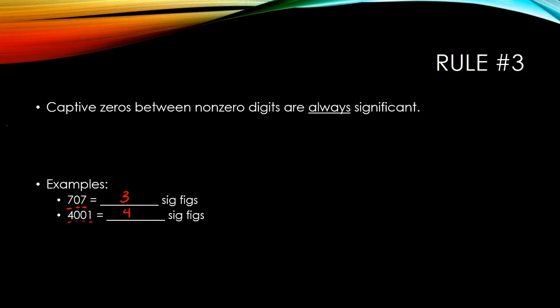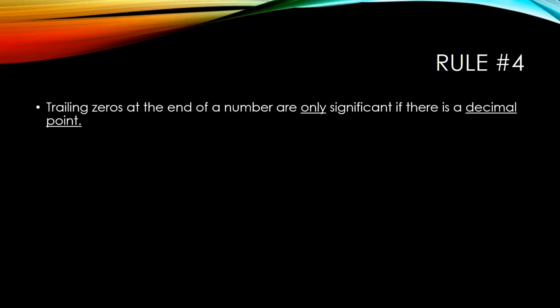Now, with this, let's go on to rule number 4. This is where things get a little bit trickier. Rule number 4 says trailing zeros at the end of a number are only significant if there's a decimal point. Trailing zeros are the zeros that go after a non-zero number. Like if you think about 1,000, 1,000 has a couple zeros after the 1. Those are considered the trailing zeros. Now let's look at some examples here. Our first example is 100.